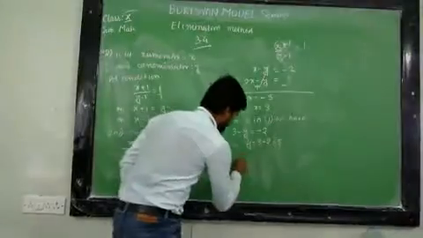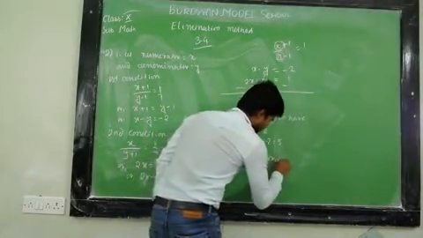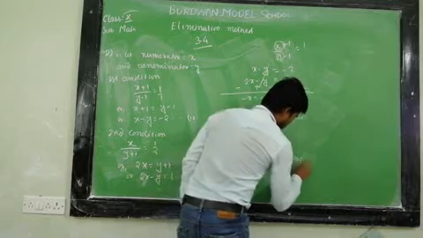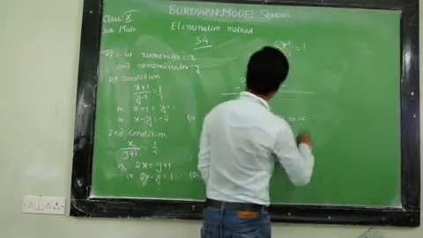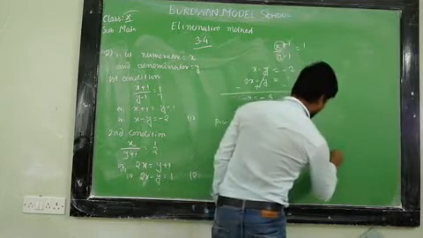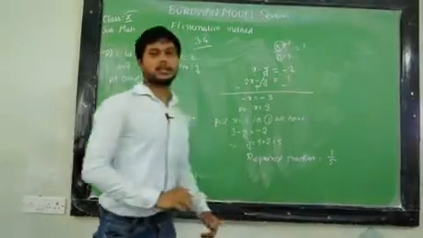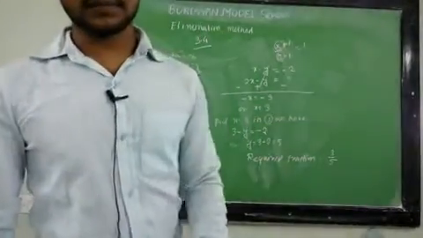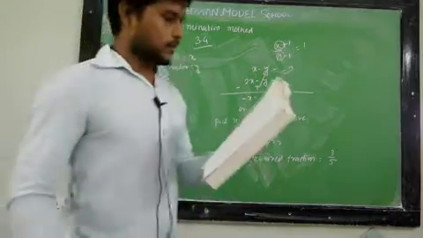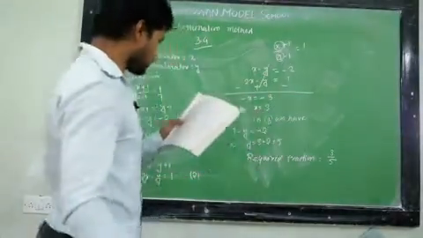Therefore the required fraction is equal to x by y. So the value of x by the value of y, that means 3 by 5 is the required fraction. Okay. Now we'll solve question number 3.